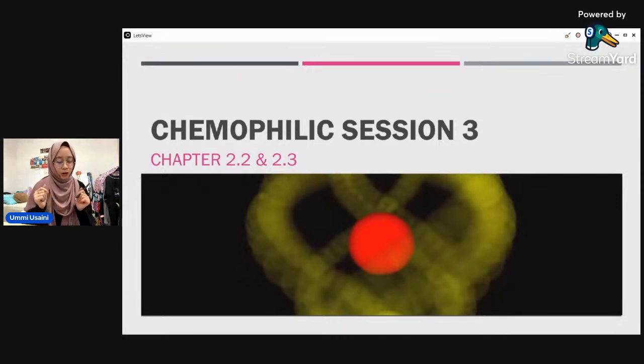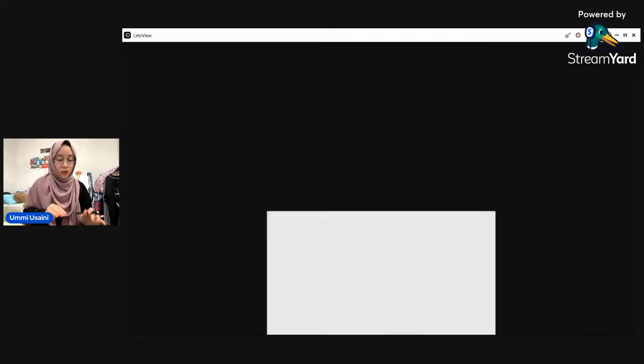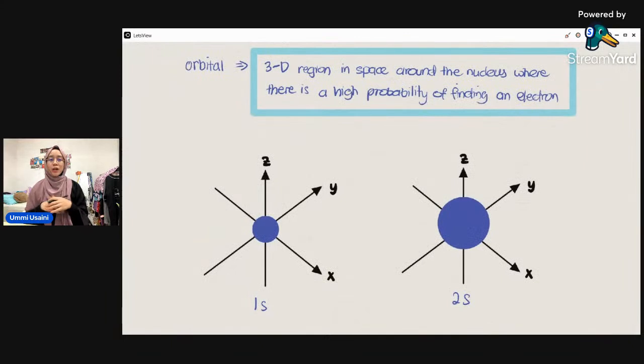Okay, so untuk chapter 2.2, let's have a look dekat chapter 2.2 dahulu. So that is on quantum mechanics. Okay, so in this one you are introduced with the term orbital. So waktu sekolah dulu, kamu just belajar pasal Bohr's atomic model, right? So Bohr's atomic model, kalau ikut dia, instead of the term orbital itself, kita guna orbit. Okay, electron to move around the nucleus, in the orbit around the nucleus.